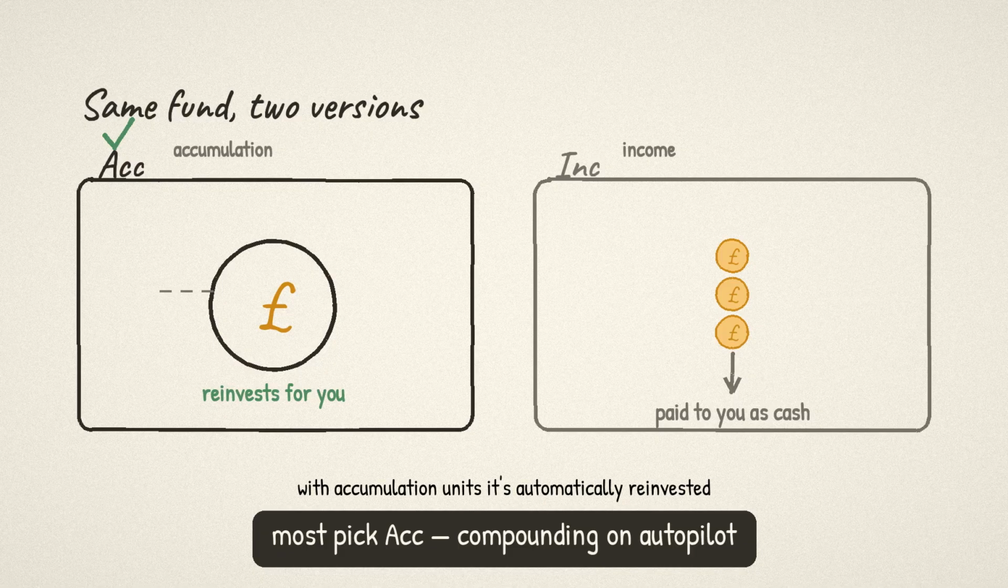With accumulation units, it's automatically reinvested straight back into the fund, quietly buying you a bit more, without you lifting a finger. When you're building for the long term, and you want your returns earning returns of their own, most people choose accumulation. It's compounding on autopilot, exactly what you want when you're trying to grow the pot, not spend it.